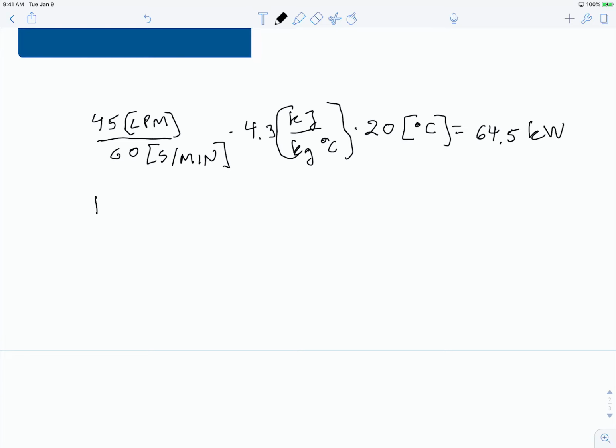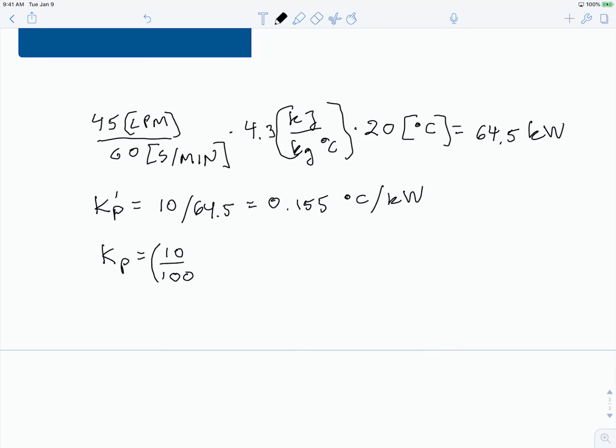So we can say that the steady-state gain, we'll call it Kp prime, is going to be 10 degrees divided by 64.5, and that's equal to 0.155 degrees C per kilowatt, or Kp is equal to 10 over 100 divided by 64.5 divided by 278, and that is equal to 0.43% per percent.